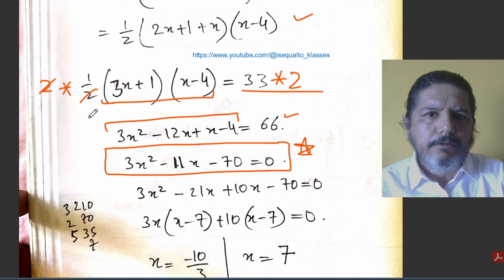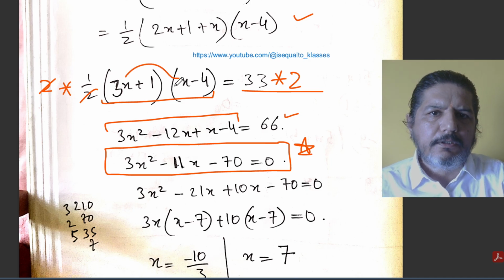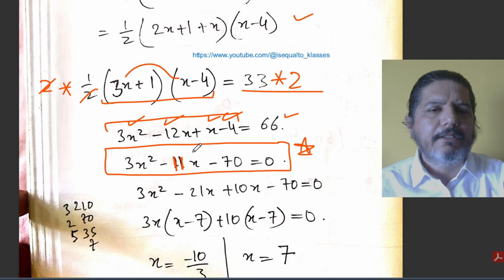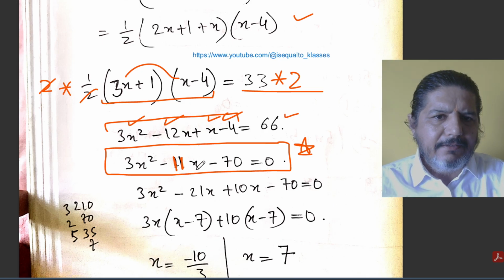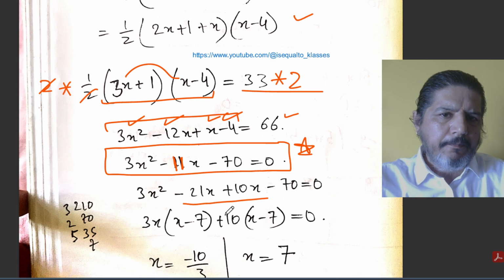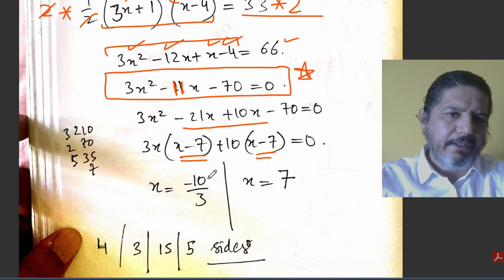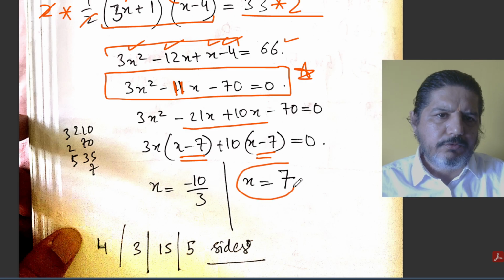So 3x into x is 3x square. 3x times minus 4 is minus 12x, so this will be minus 11x minus 70. And then we do splitting the middle term. Minus 11x can be split as minus 21x plus 10x. I take x minus 7 as common. So x would be equal to minus 10 by 3 and x would be equal to 7.